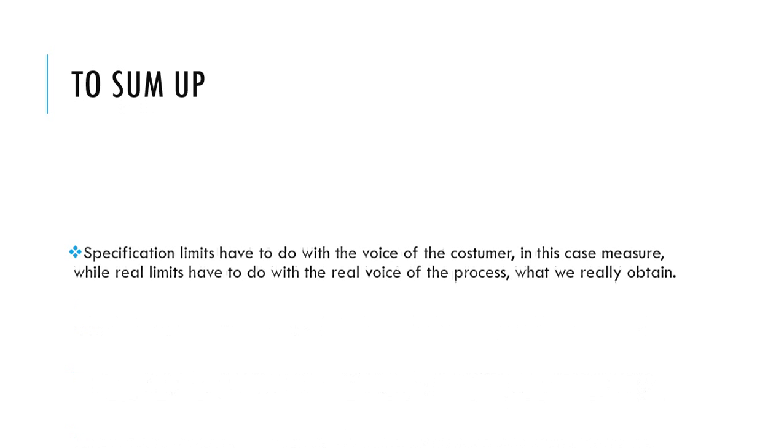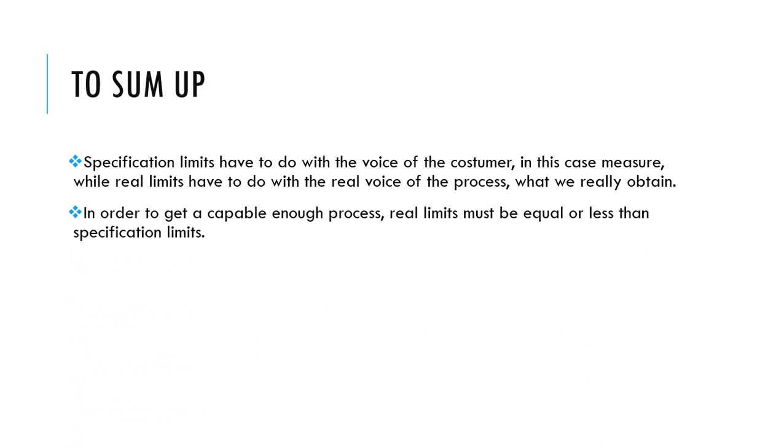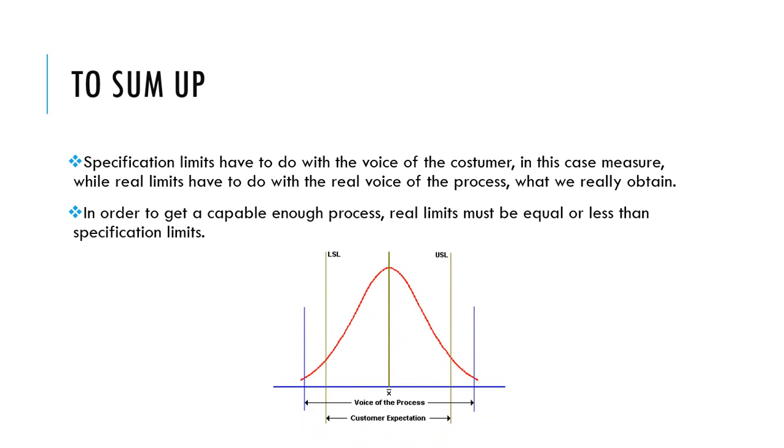To sum up, specification limits have to do with the voice of the customer, while real limits have to do with the real voice of the process. So, in order to get a capable process, real limits must be equal to or within the specification limits. According to this graph, the voice of the process, which is the real limits, is narrower than the customer expectation. So, in this case, all of our results will satisfy the customer expectation.